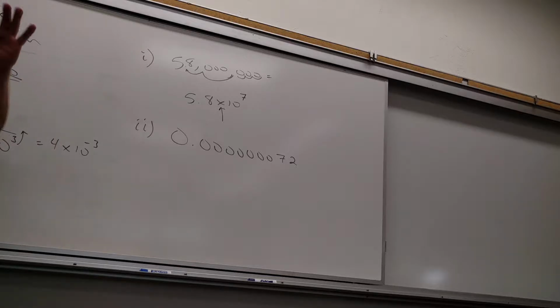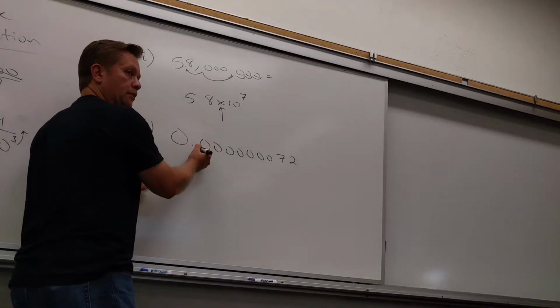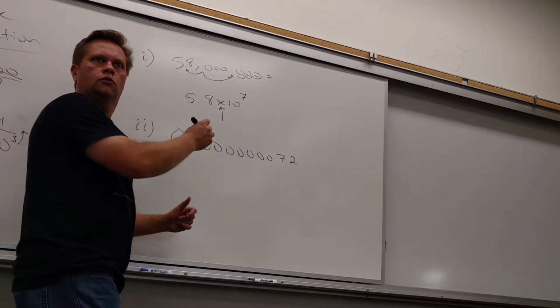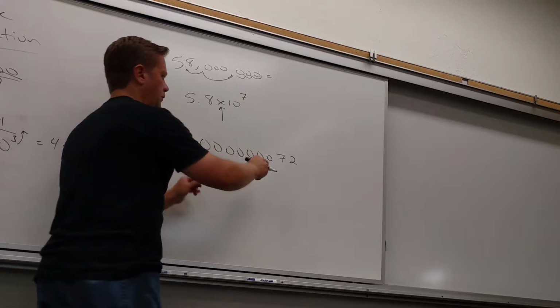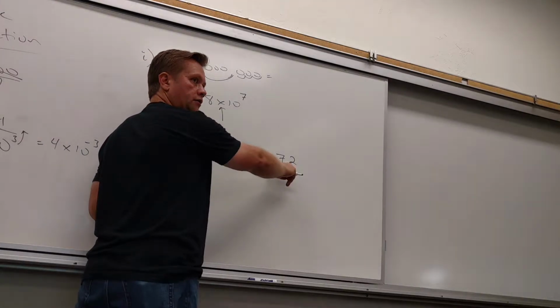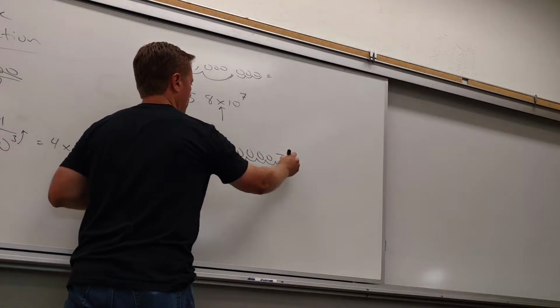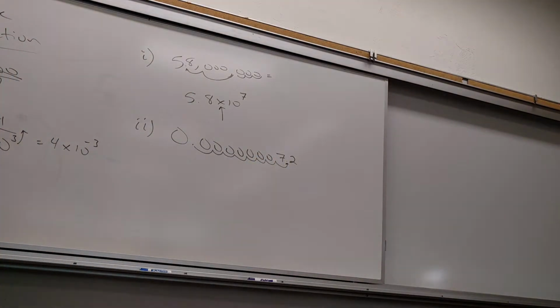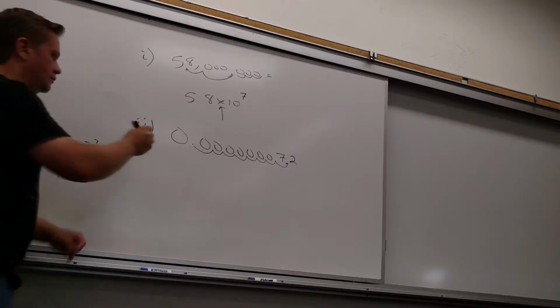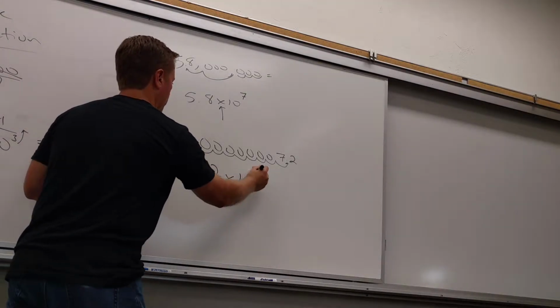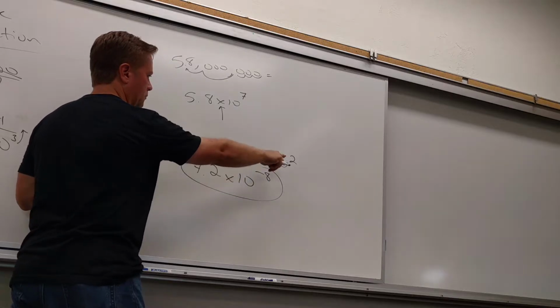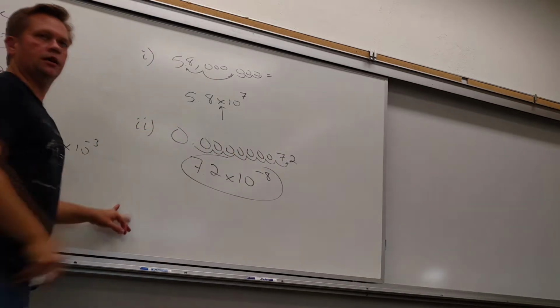All right, so first question: is it going to be positive or negative power? Negative. And then where's my decimal going to stop? Between the 7 and the 2, right? So it's going to be 1, 2, 3, 4, 5, 6, 7, 8, looks like, right? Yes, ma'am. 7.2 times 10 to the negative 8 power. We know it's negative because it's a small number. I moved it 8 times, so it's negative 8 on the power.